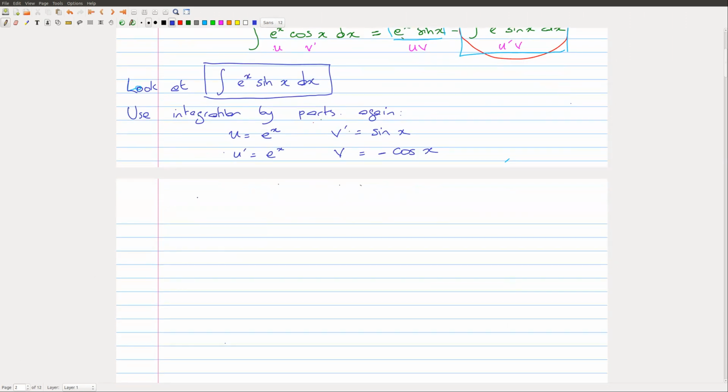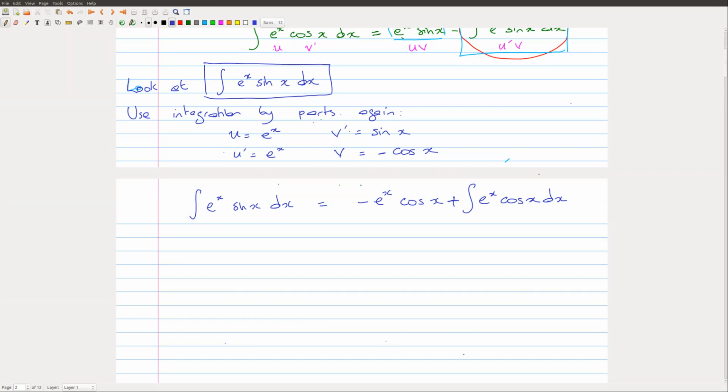Okay, so integration by parts applied to that would say that the integral of e to the x sine x dx should be uv, which would be e to the x times minus cosine x. So minus e to the x cosine x, minus the integral of u dash v, which is minus the integral of e to the x times minus cosine x. So the product of the two minuses there gives us a plus, and we get plus the integral of e to the x cosine x dx. So, not at all surprisingly, this has spat back at us the integral that we started with, the problem that we started with, integrate e to the x cosine x dx.